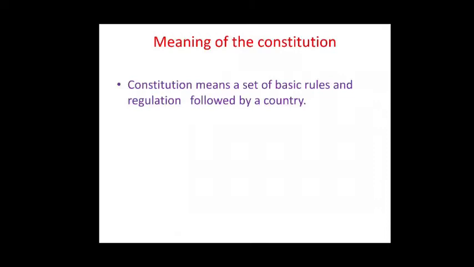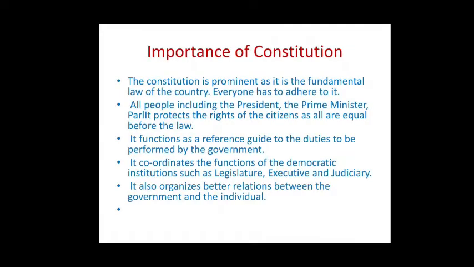Children, what is the meaning of our Constitution? Constitution means a set of basic rules and regulations followed by a country. It enumerates the organs of the government. What are the organs, children? The most important organs, already you know from 6th standard, are the legislative, executive and judiciary. These are the main organs of the government. It also lists its powers and functions, and fundamental rights.